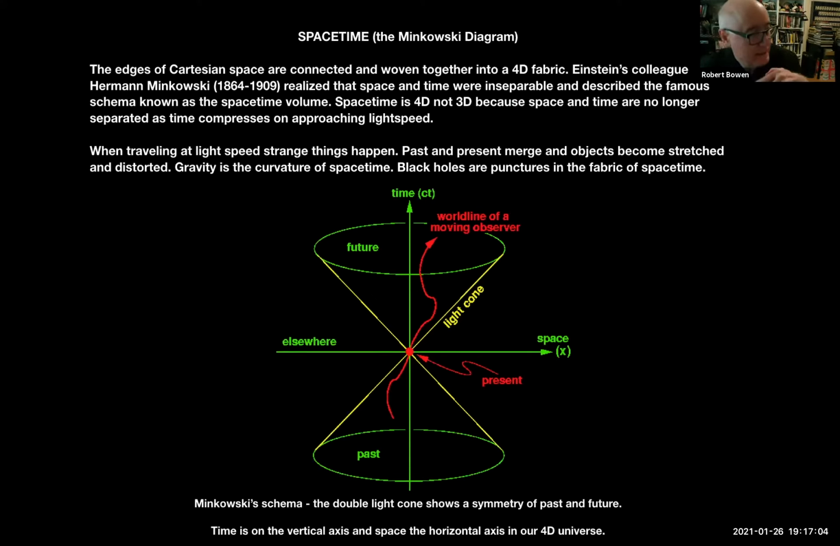This is the Minkowski diagram of the space-time volume. I know that sounds very scientific, but I think you'll find it interesting if you bear with me for a moment. Right in the middle here of this double light cone, this is where we are, the spectator, the observer.